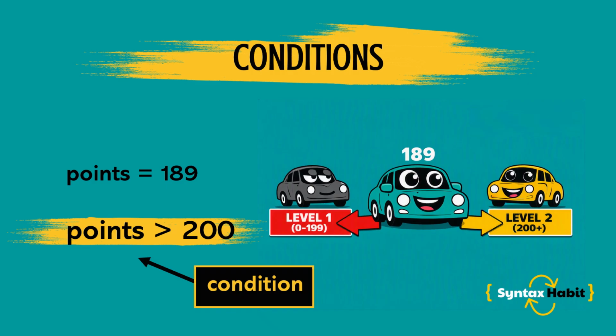In this example, the player has 189 points. So 189 is not greater than 200. Therefore, this comparison will be evaluated as false. Remember, we already learned that comparison expressions produce Boolean values, true or false. And this is where our previous lessons start to come together. We already know how to create a condition and get a Boolean result. Now we are going to use that result to control what our program does.